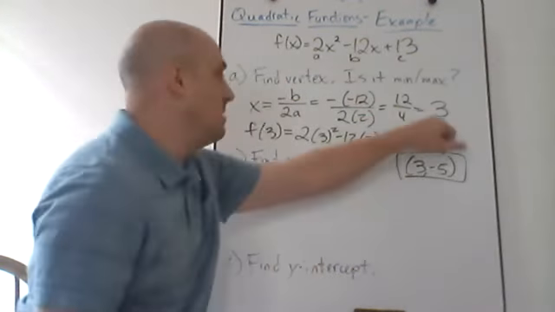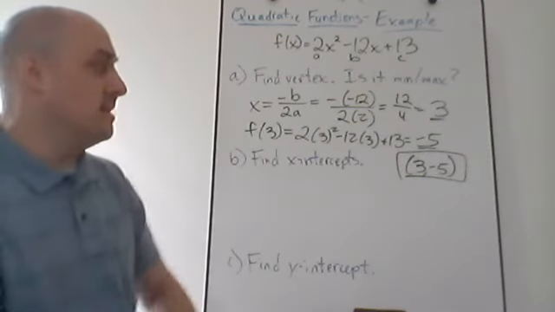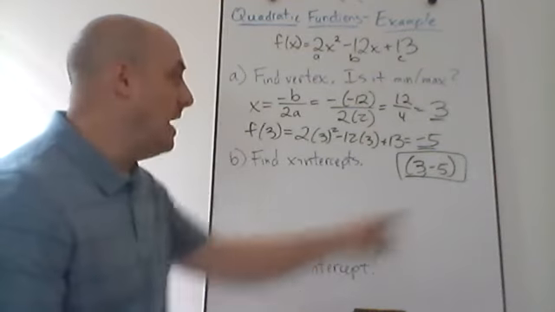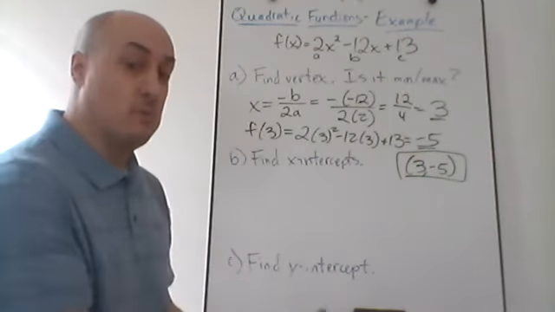All right, my x was 3. When I plug that x into my function, I get negative 5. So my vertex is at the point (3, -5). So when I go to graph this function, I know exactly where to put the vertex. Right? I go over 3, I go down 5. That's where my vertex is.